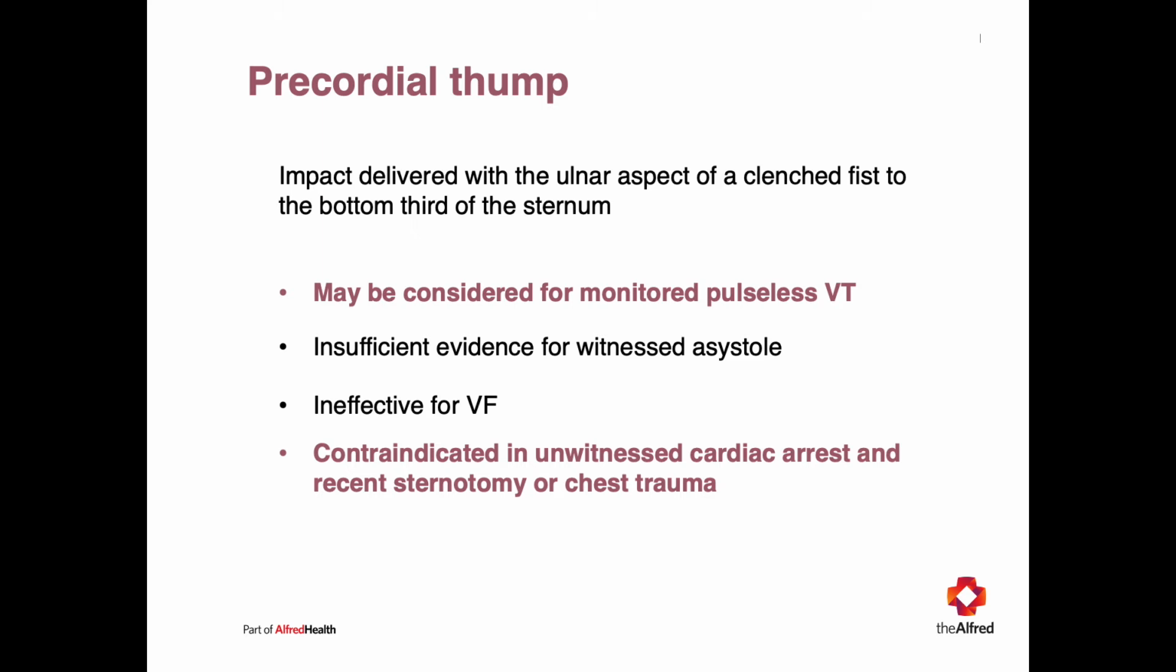A precordial thump is an impact delivered with the ulnar aspect of a clenched fist from 20 centimetres above the patient's chest to the bottom third of the sternum with immediate retraction. It may be considered for patients with monitored pulseless VT if a defibrillator is not immediately available. It is ineffective for VF, and there is insufficient evidence at this stage for witnessed asystole caused by AV conduction disturbance. It should not be used for an unwitnessed cardiac arrest or for patients who have had a recent sternotomy or recent chest trauma.